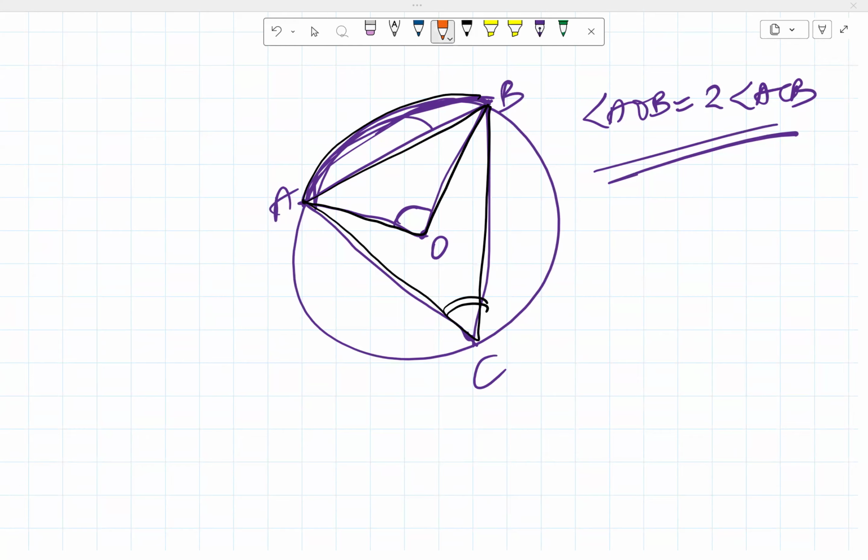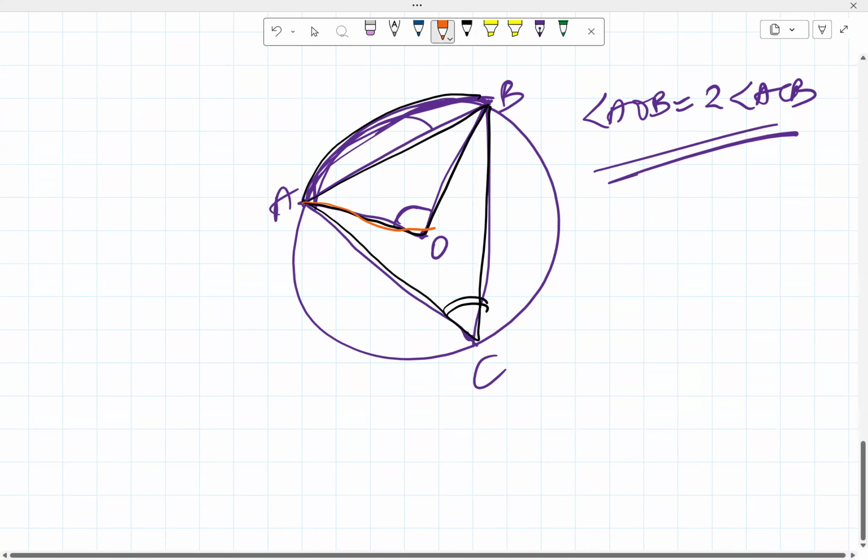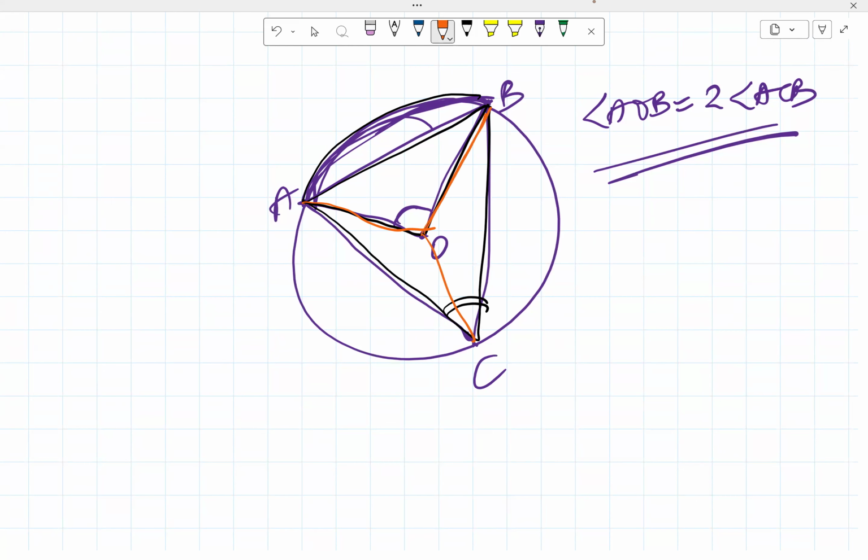I think I've done that already. This is OA. This is OB. I didn't join OC, so this is OC now. So you can see that this is a radius, and this is a radius. As a result, we have three isosceles triangles right there. Since OA is equal to OC, you can see that this OA is equal to this OC, and it's also equal to OB.